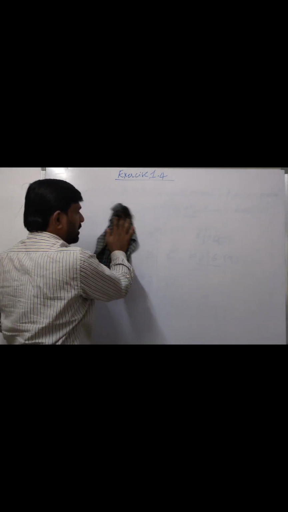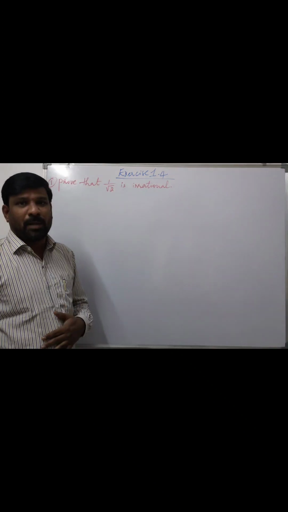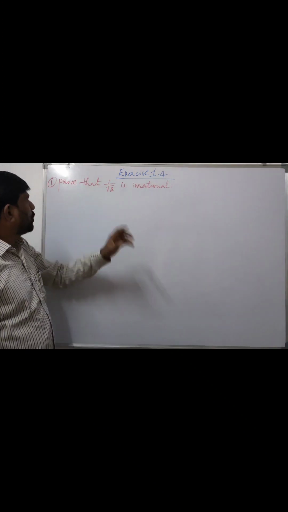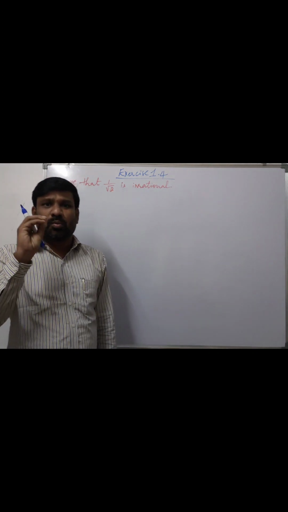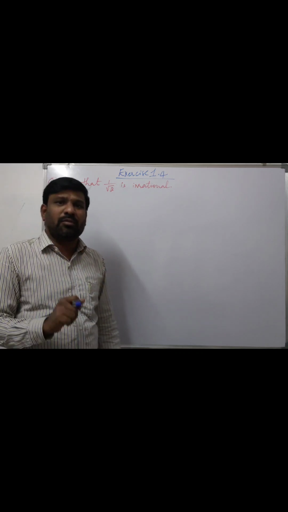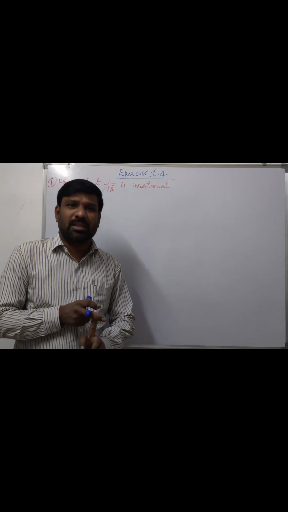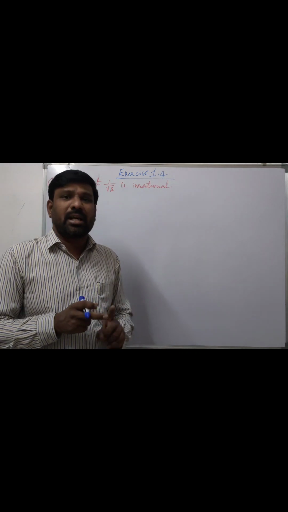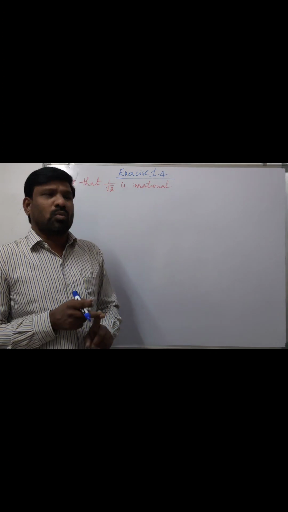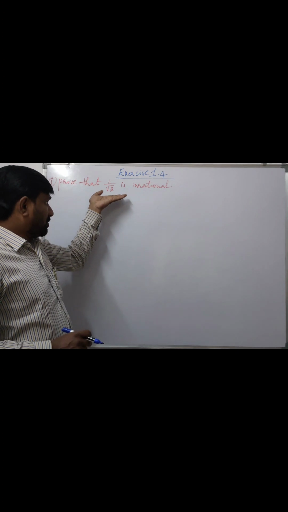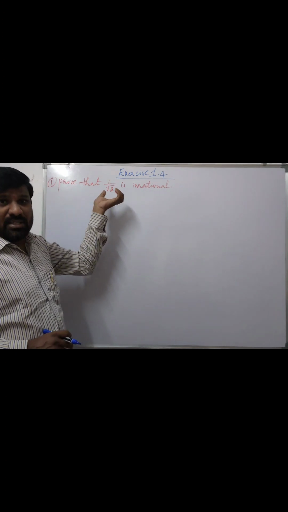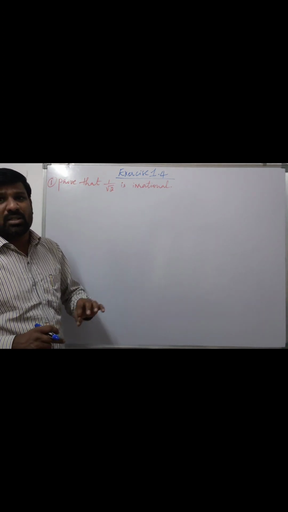Exercise 1.4. First problem: prove that 1 by root 2 is irrational. So, in general, in order to prove any problem, we have two methods. One is the direct method and the other is the indirect method. In the direct method, we take the given statement and obtain the conclusion.